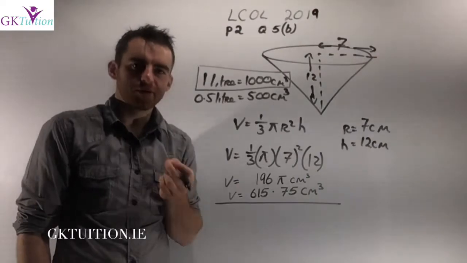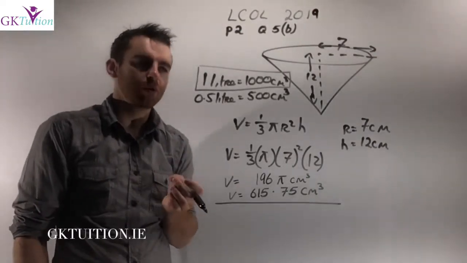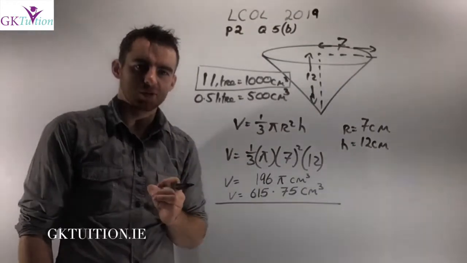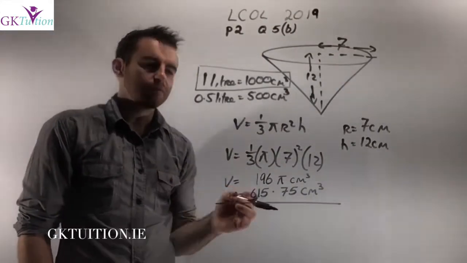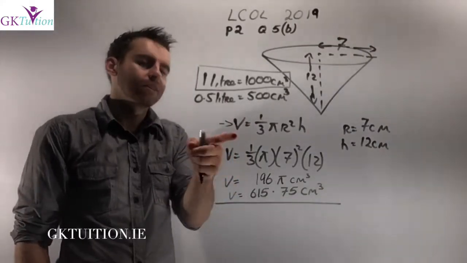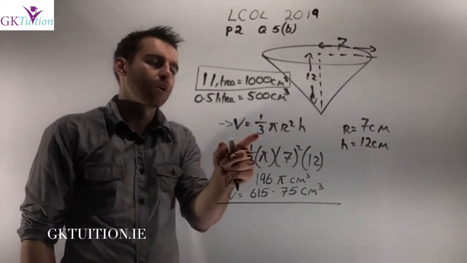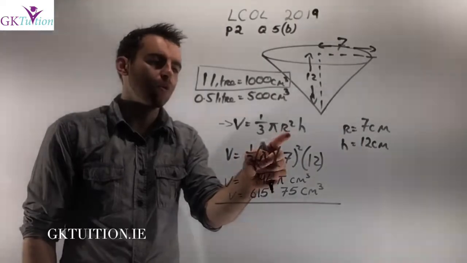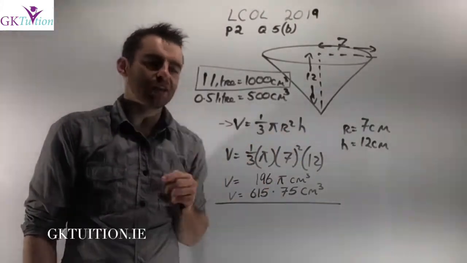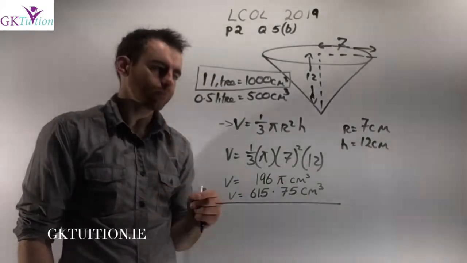In order to find out how long it's going to take to fill the cone, we need to first find the volume of the cone in centimetres cubed. To get the volume of a cone, you need to go to your maths tables. There's a formula that says the volume of a cone is 1/3 by pi by r squared by h, where r represents the radius and h represents the vertical height.